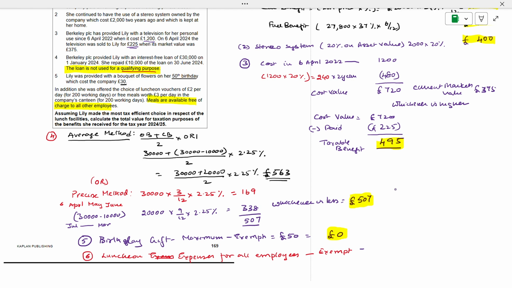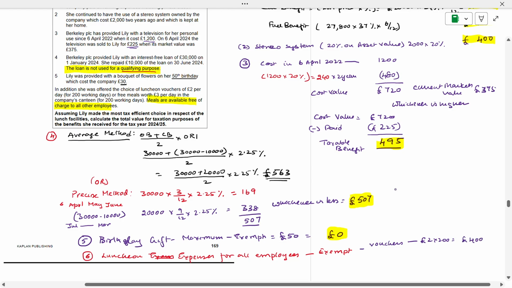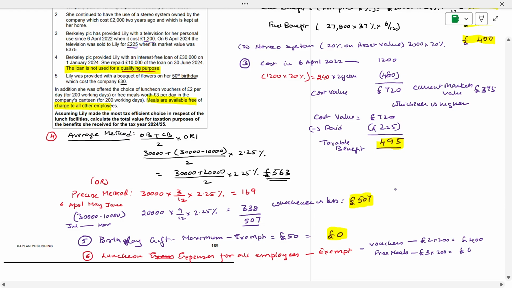She was offered the choice of lunch vouchers of 2 per day, or free meals worth 3 per day, for 200 working days. If you take the vouchers, how much is it? 2 into 200, which comes to 400. Or she can have free meals worth 3 per day. Free meals is 3 times 200. It is 600.